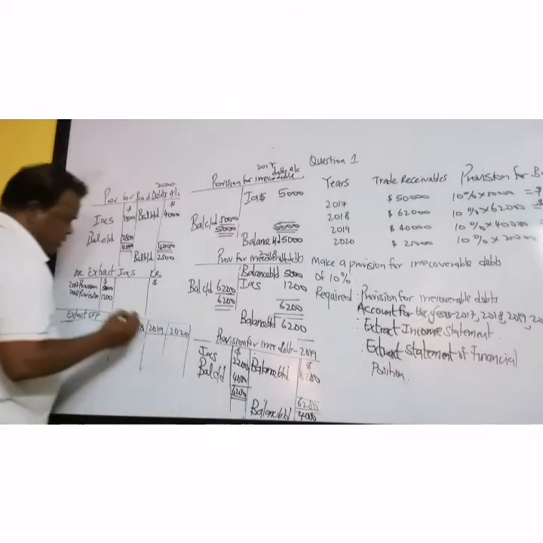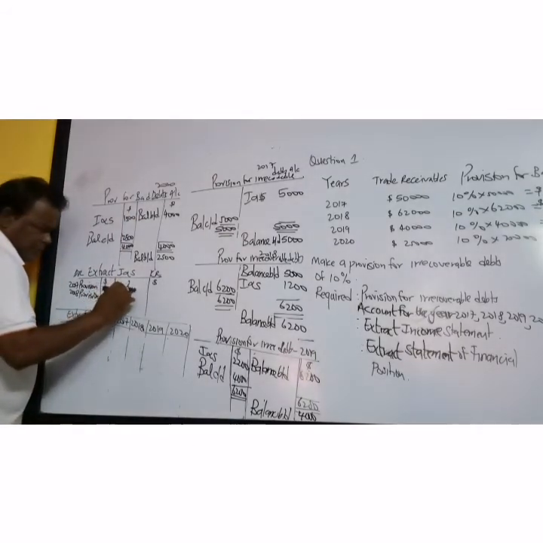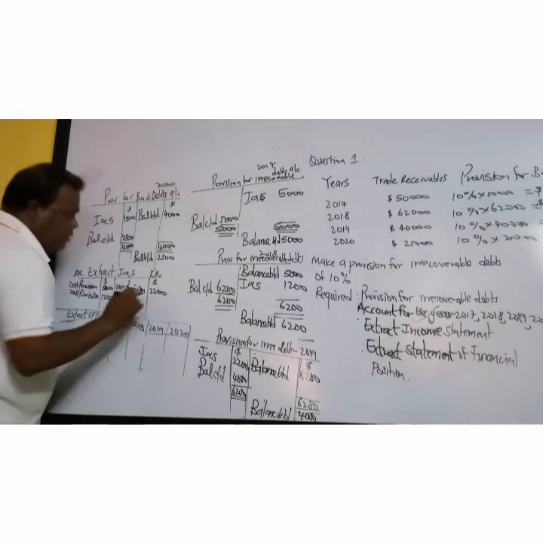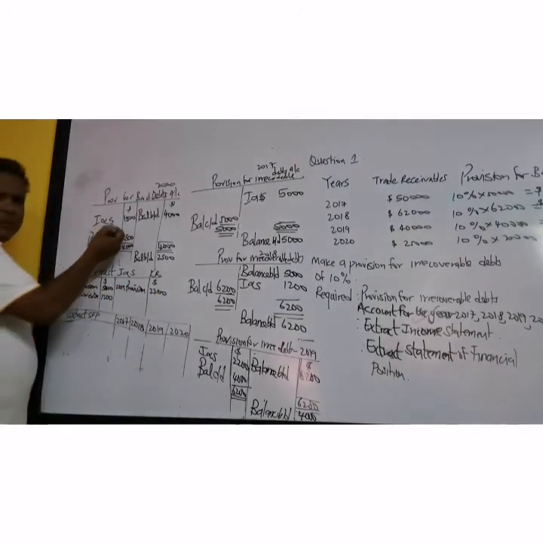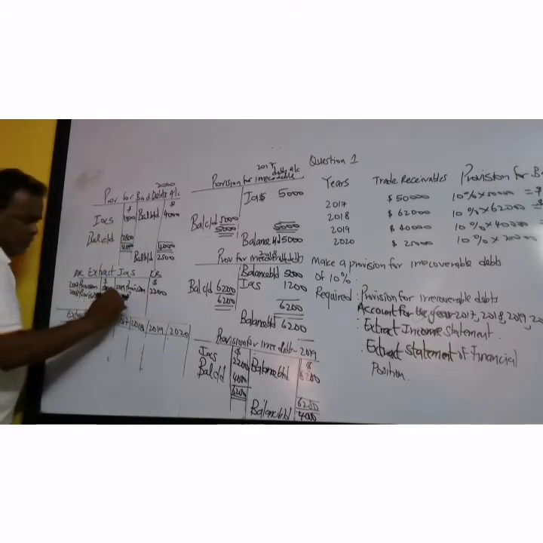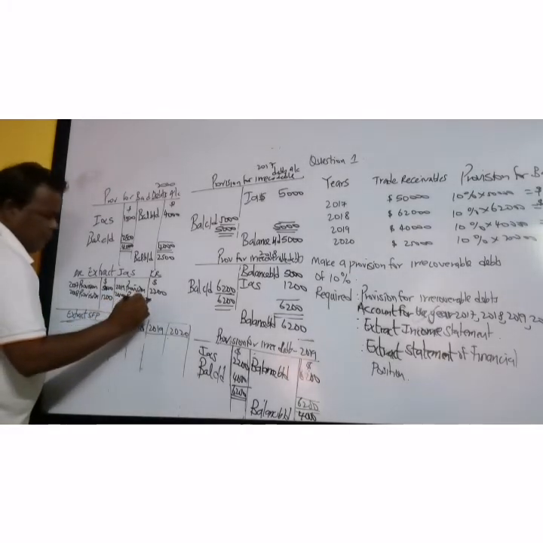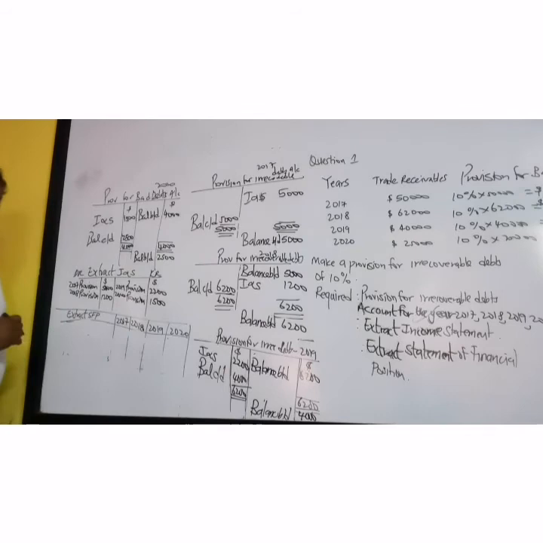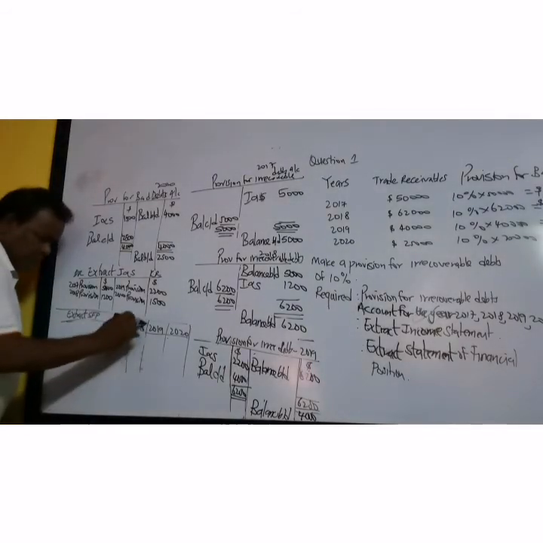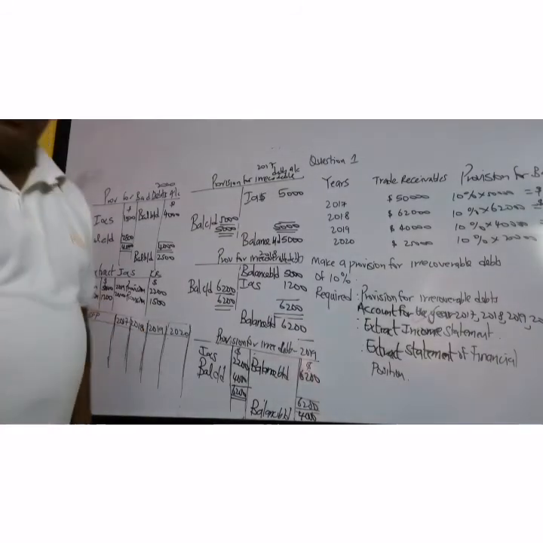And then we have to record the last ones. This is on the debit side, it will go on the credit side for 2019. Provision for doubtful debts, how much? 2,200. And this again on the debit side, this will be 2020 on the credit side. Provision, how much? 1,500. So here we are, extract income statement.